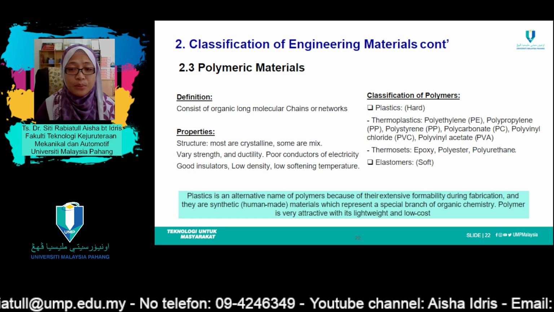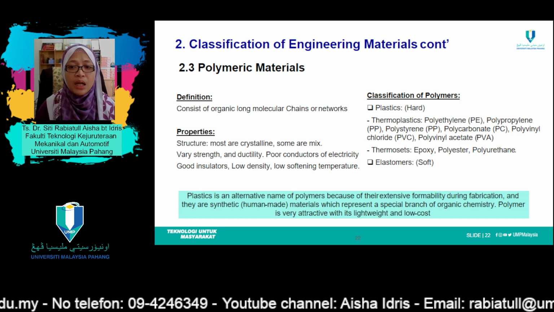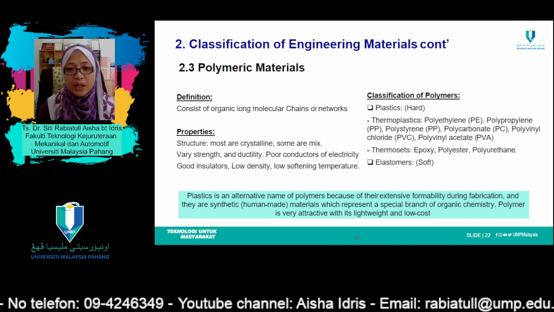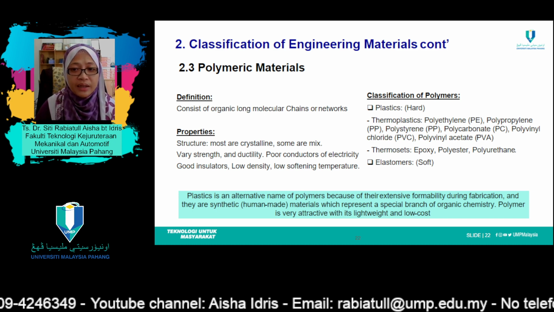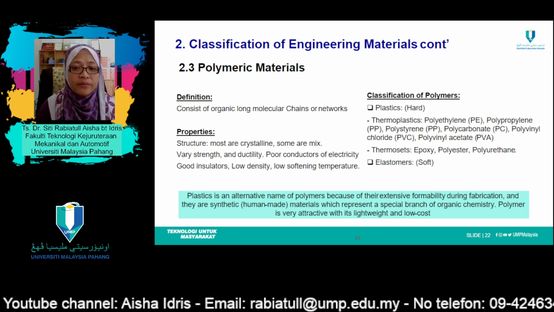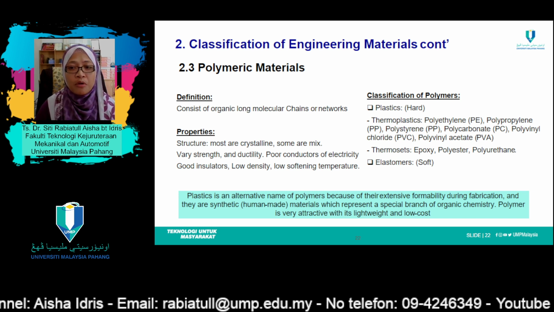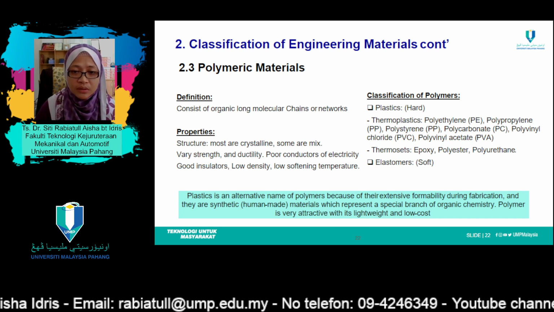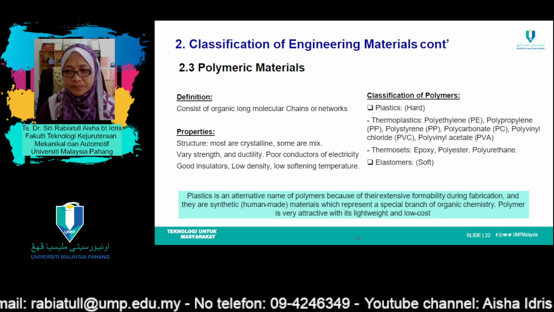Number three is polymeric materials, whereby it consists of organic long molecular chains or networks. Its properties are that most are crystalline, some are mixed, have strength and ductility, are poor conductors of electricity, very good insulators, with low density and low softening temperature.